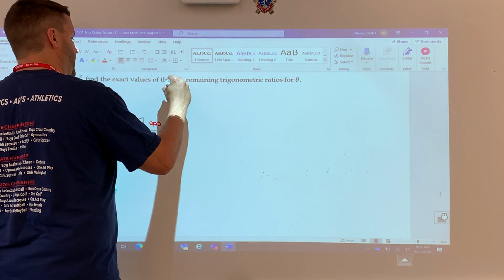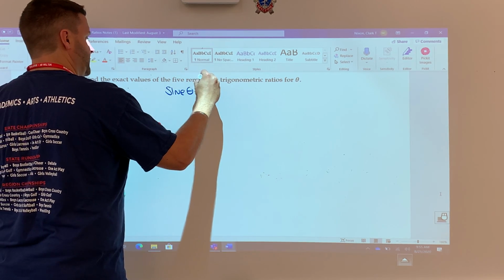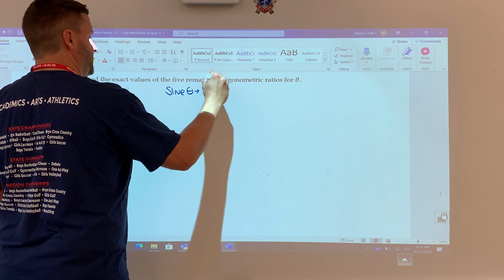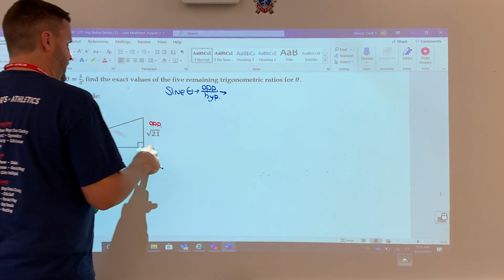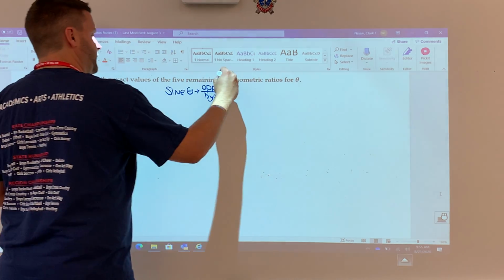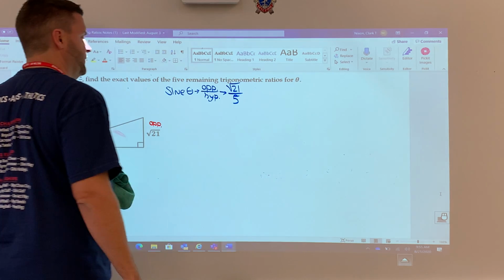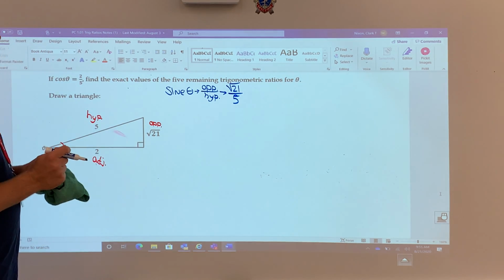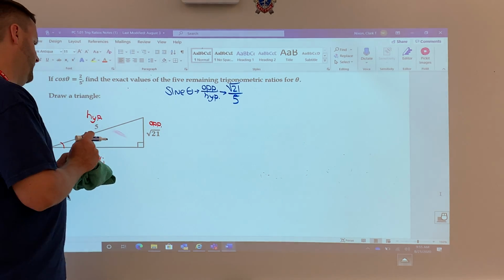So we know sine of theta is equal to opposite, again, over hypotenuse. Okay, so my opposite is square root of 21. My hypotenuse is 5. And so then there you go. So there's sine of theta.